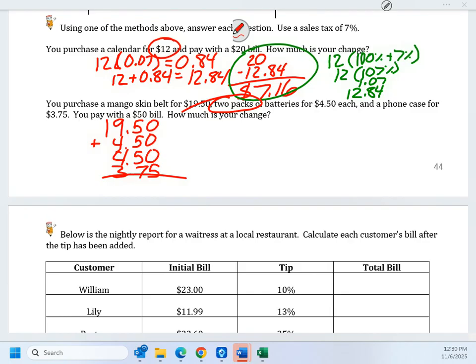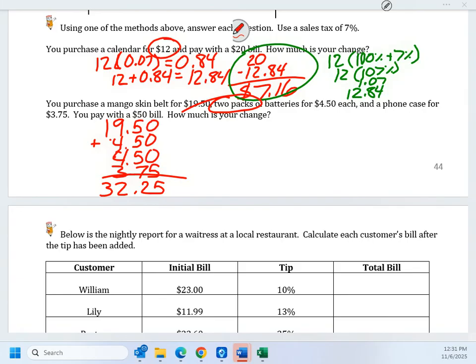1950 plus 450 plus 450 plus 375? I thought we have to do 2 packs of batteries. Yeah, 450 and 450. Oh, I put 219, sorry. Oh, you doubled the wrong one. Yeah, be careful with that. Finley, what'd you get? $32.25. That sounds better. What do I do now? Now that I have my subtotal, what's my next step?